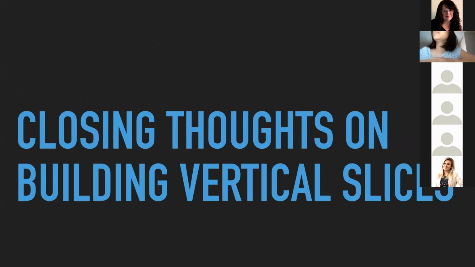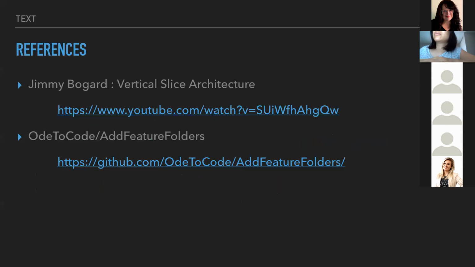So a few closing thoughts on vertical slice architecture. I really enjoyed working with it. I found it took away a lot of the complexity of coming into a code base or trying to understand where your changes needed to be. So I definitely would be taking vertical slices forward for any other APIs that I need to be building.